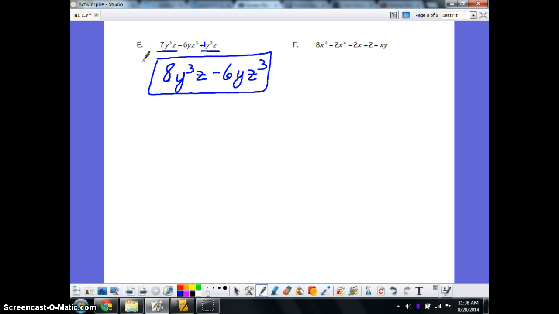And finally, the last one. This one actually has no like terms because the x's all have different exponents. So therefore, none of them are like terms. The reason this one, negative 2x and xy, aren't like terms is because this one has a y, this one does not. So F is already simplified.